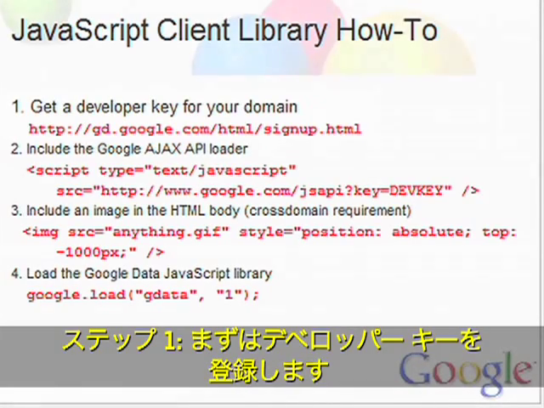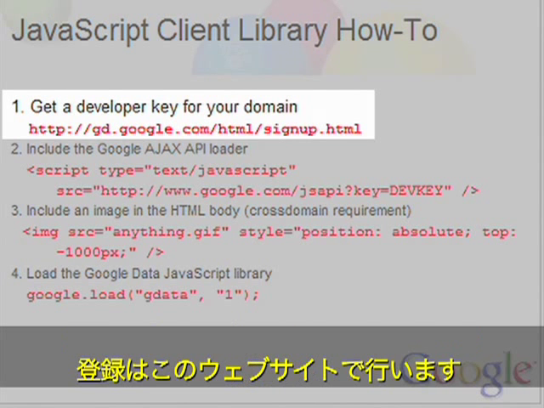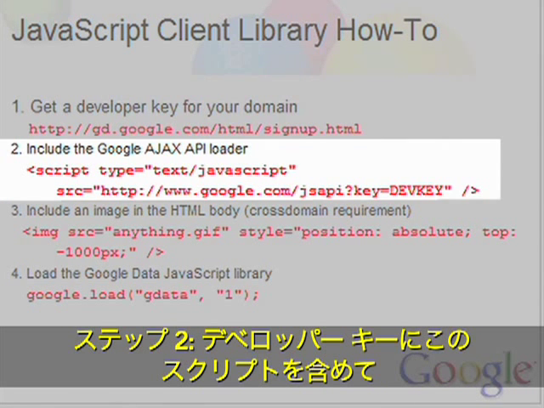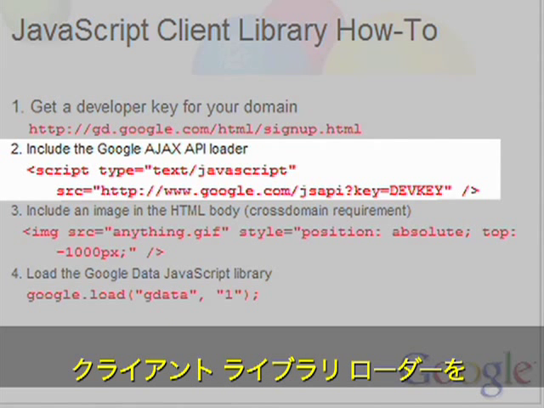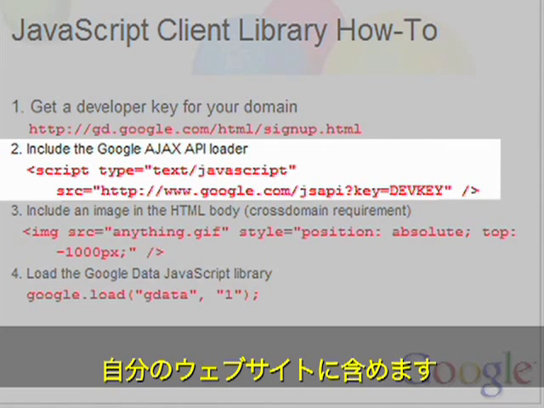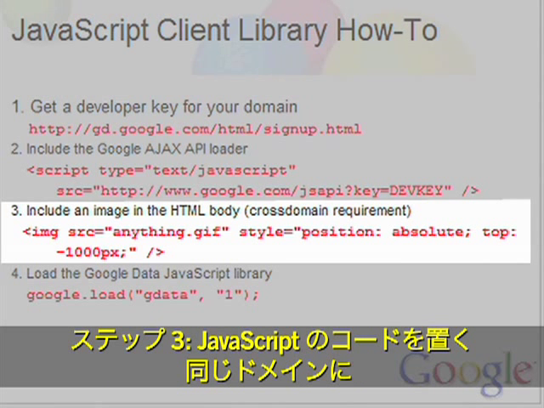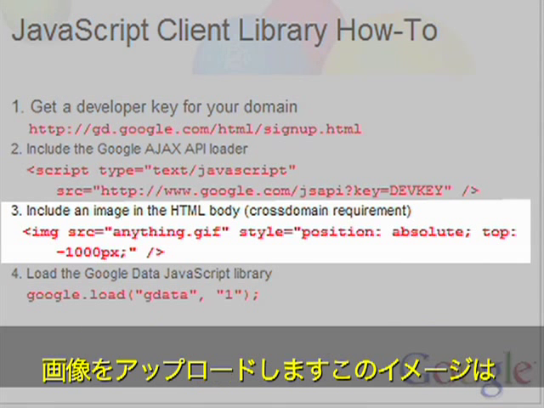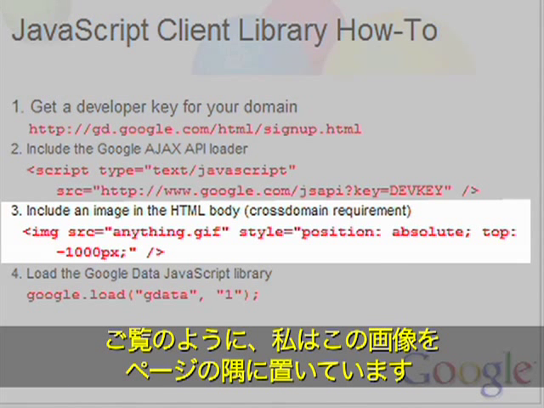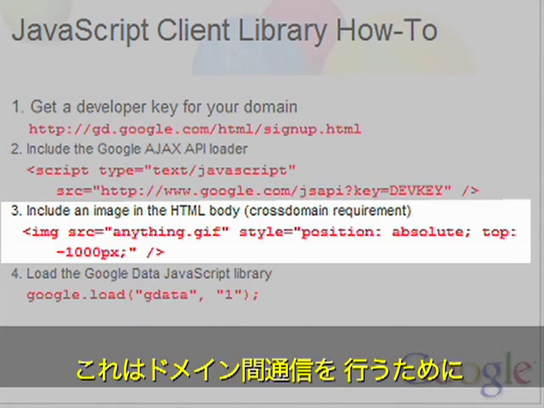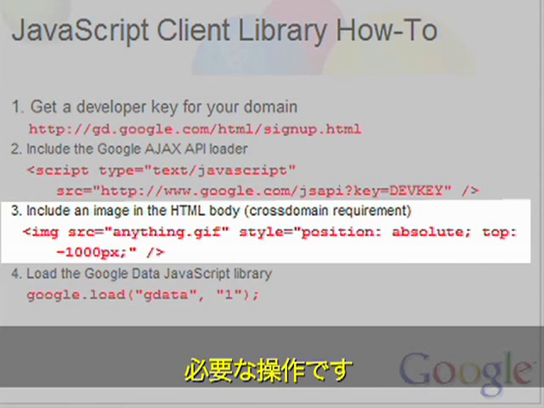Step 1, you have to sign up for a developer key. You do that by going to this website. Step 2, you need to include the client library loader on your website by placing the script include with your developer key. Step 3, you need to upload an image to the same domain where your JavaScript code is going to be. This image doesn't have to be visible. As you can see, I'm positioning it far off the page. This is needed for cross-domain communication purposes.